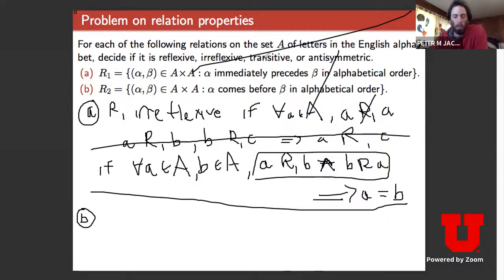Yes, it is. There was a message in the private chat, someone says yes, it is. And the reason is that if A precedes B and B precedes C, then A precedes C. So therefore A is R2 related to C. So it is transitive. And then is it anti-symmetric? That's the last one.